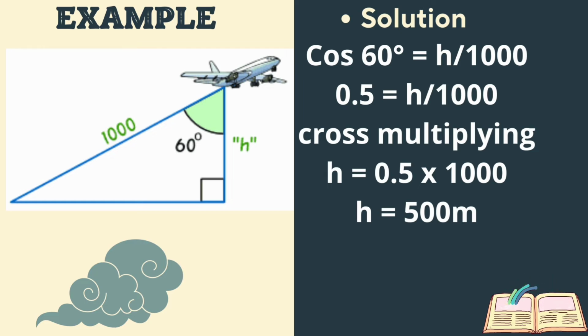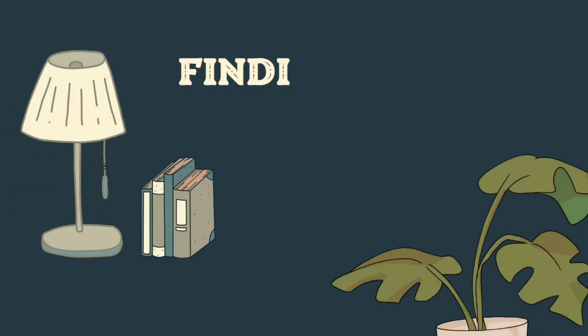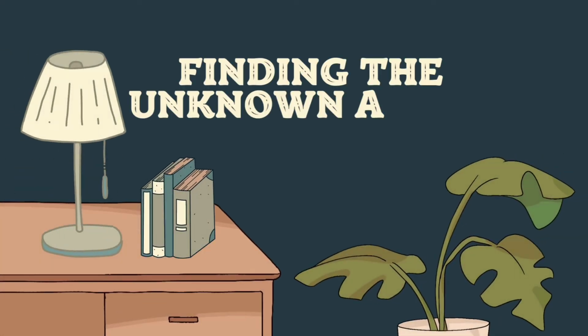The cosine of 60 degrees is 0.5, and so when you cross multiply that expression, you are going to have 0.5 times 1000, which is equal to 500 meters.